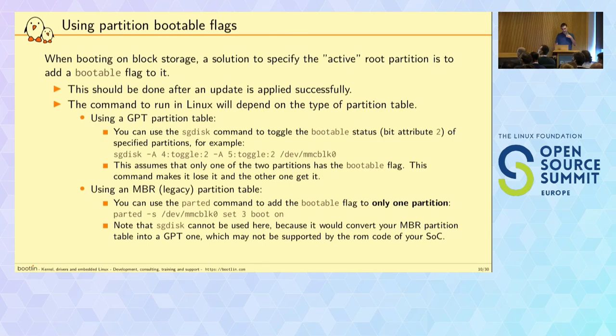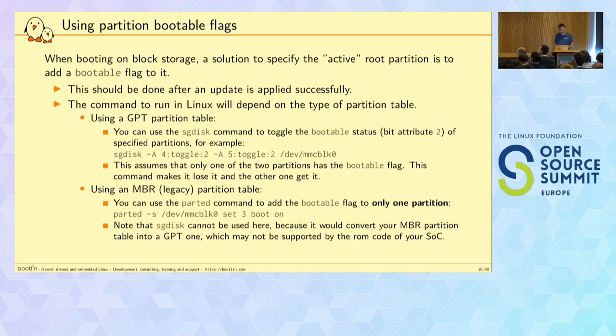One technique to implement this is to specify the active partition by adding a bootable flag to that partition. That's supported by partition tables, which have boot flags. Sometimes you use this to make sure that the ROM code finds the bootloader there. It depends on your SoC. So this is typically done to find out which the active partition is, and to toggle the active partitions.